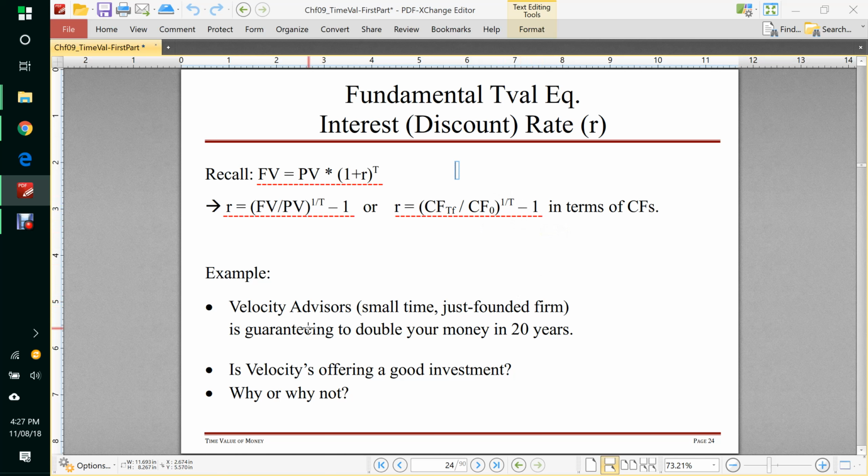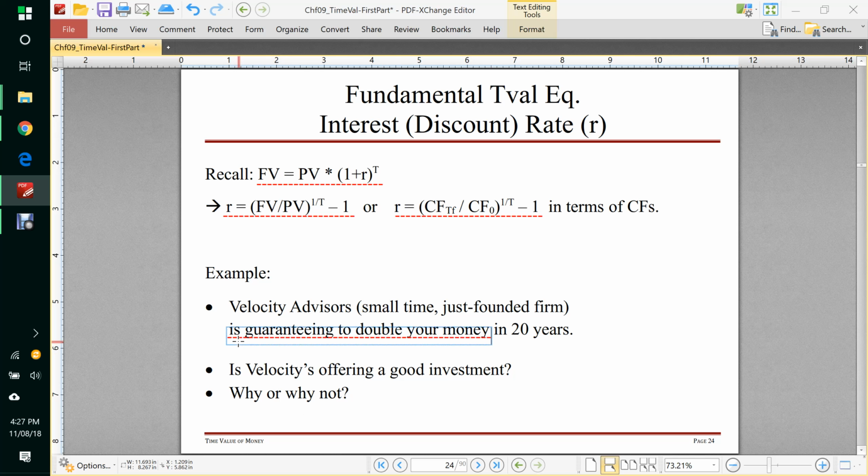Okay, so let's do an example. So let's consider Velocity Advisors. They're a small-time, just-founded firm. They're guaranteeing to double your money in 20 years. And we want to know if Velocity is offering a good investment and why or why not. Okay, so think about this.